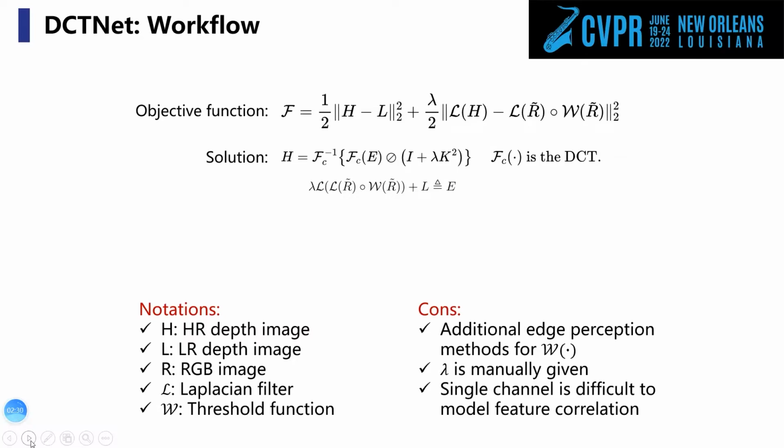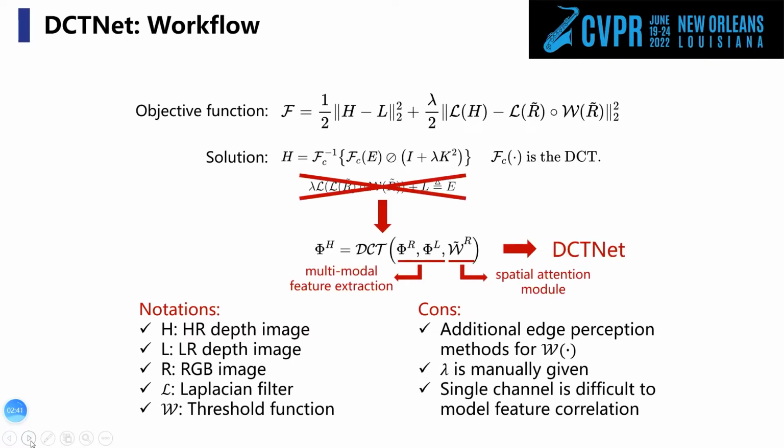We consider this equation as a discretization of the 2D Poisson equation, and the solution can be figured out by utilizing the DCT operation. However, the traditional optimization method has 3 shortcomings. First, although H can be solved by optimization, it requires additional edge perceptual methods to determine W. Second, the lambda is manually given, which lacks flexibility. Third, the optimization of a single channel in the image domain is not enough to model the cross-modal internal feature correlation. So we propose an advanced DCT-Net to integrate the DCT operation into a CNN architecture to alleviate the above problems.